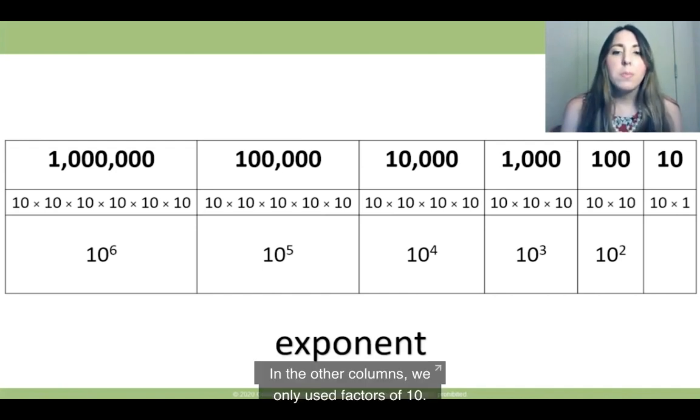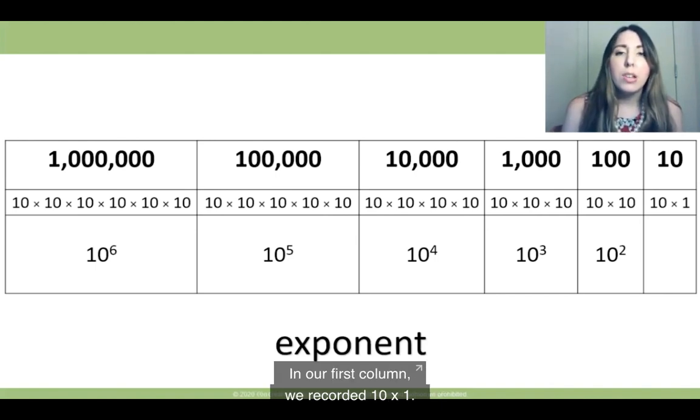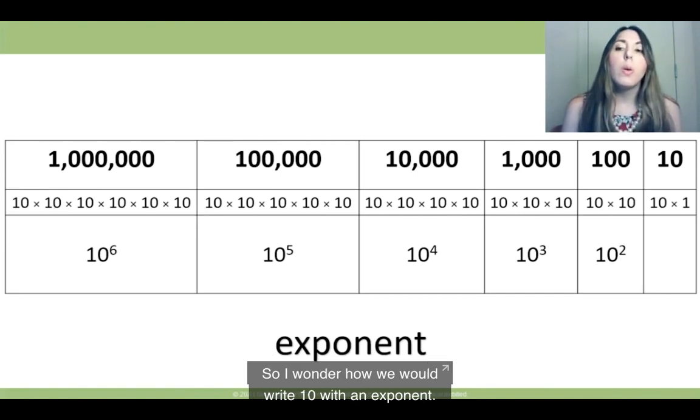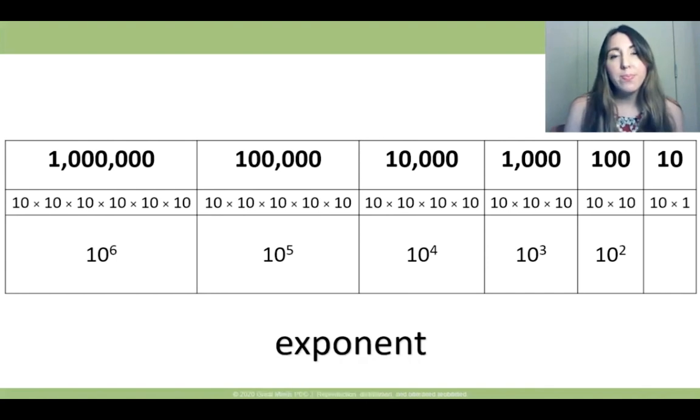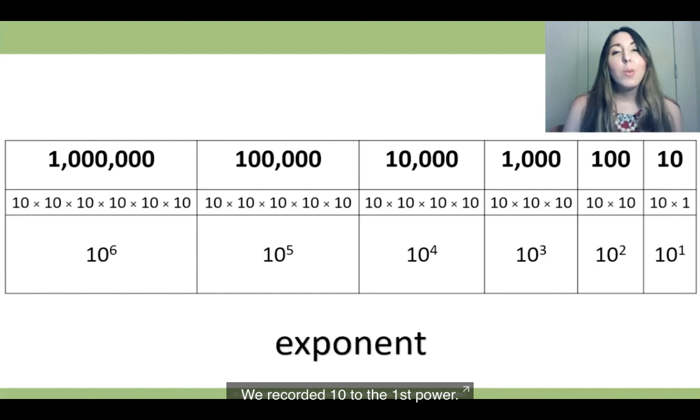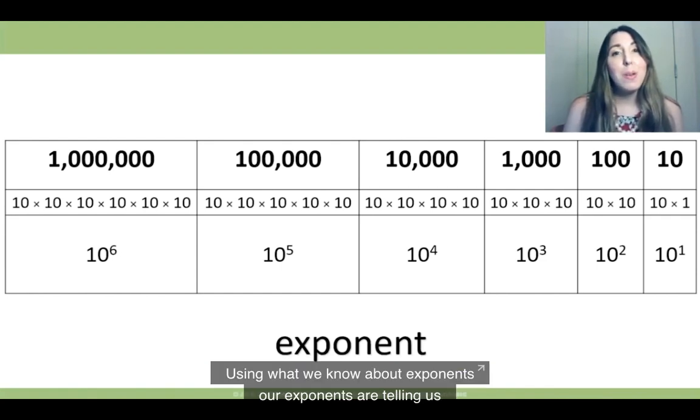In the other columns, we only used factors of 10. In our first column, we recorded 10 times 1. So I wonder how we would write 10 with an exponent. We'd record it as 10 to the first power.